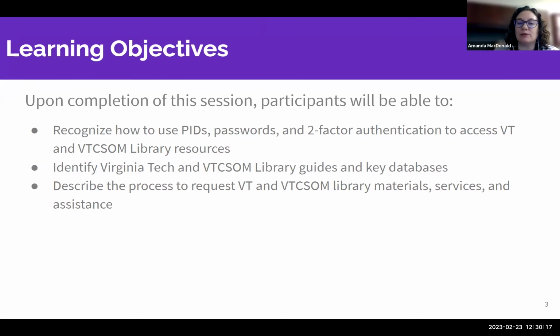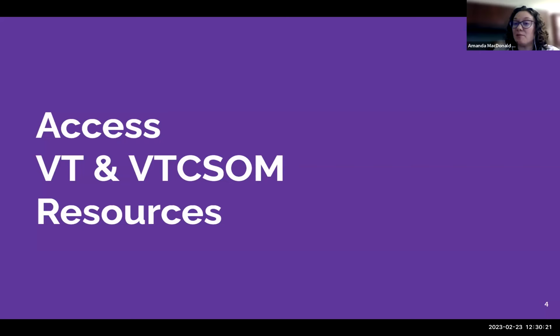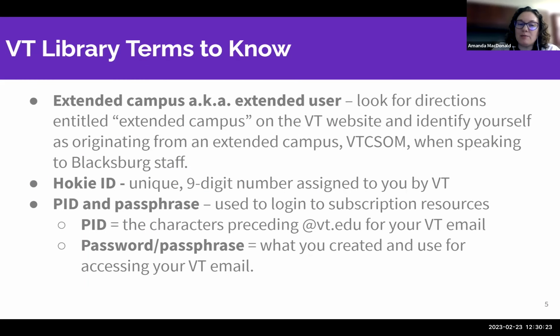So thinking about access first, I put in here some terms that I think might be helpful for you. If you are working from Virginia Tech University Library's website, and at any point maybe you use the chat message or you end up calling the Blacksburg main campus, it's really important for you to know that from Roanoke, we are considered an extended campus, or you're considered extended users.